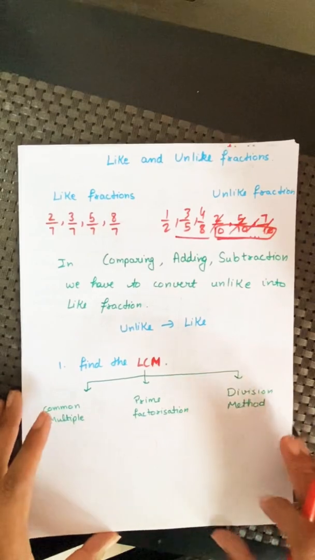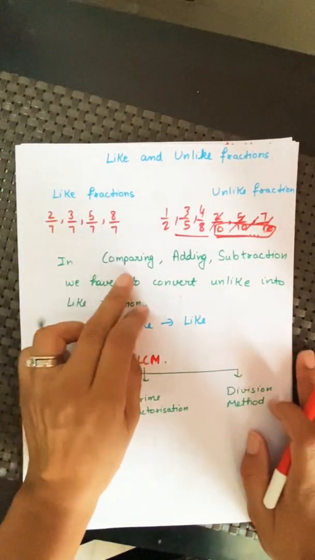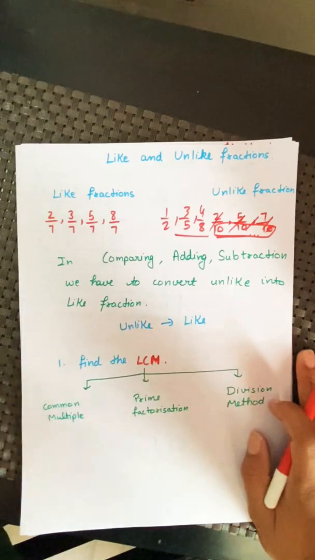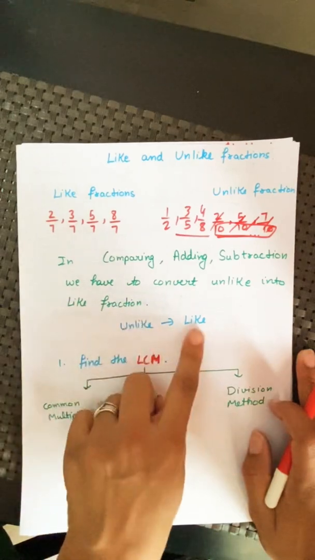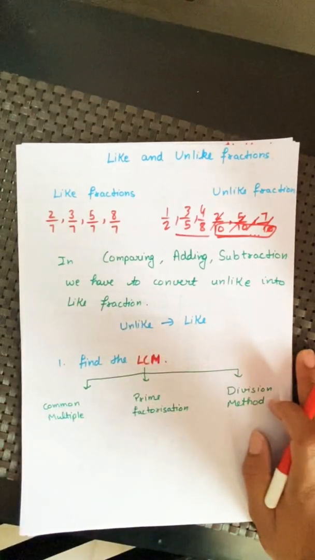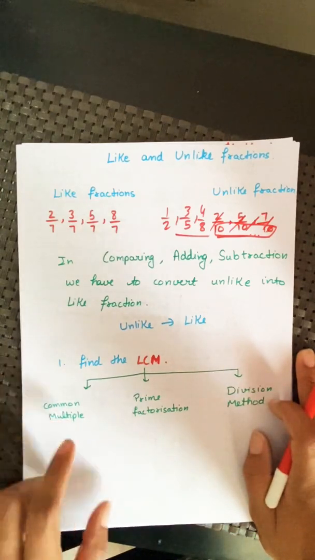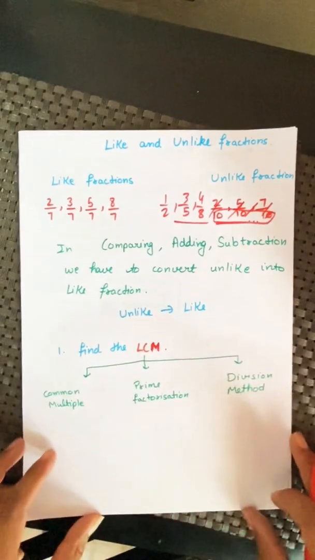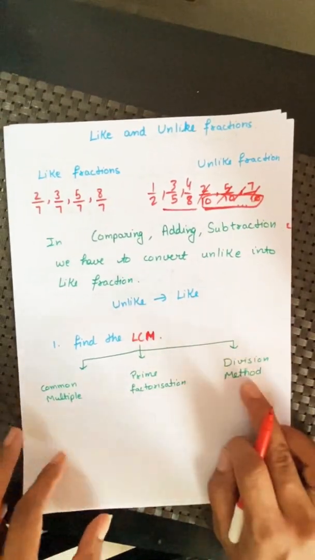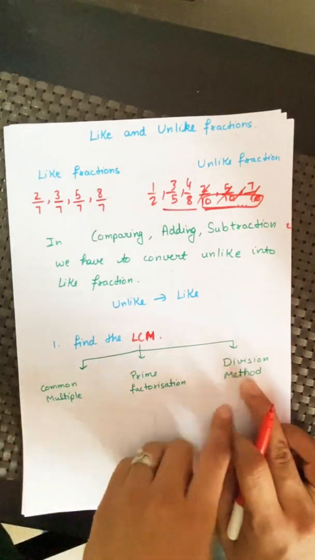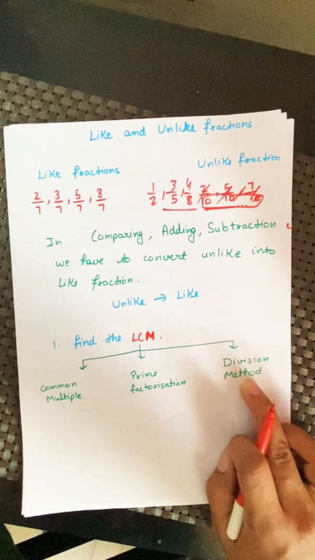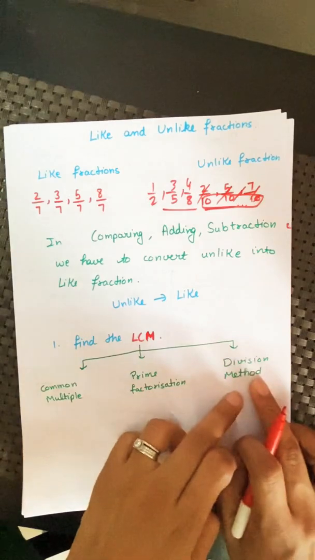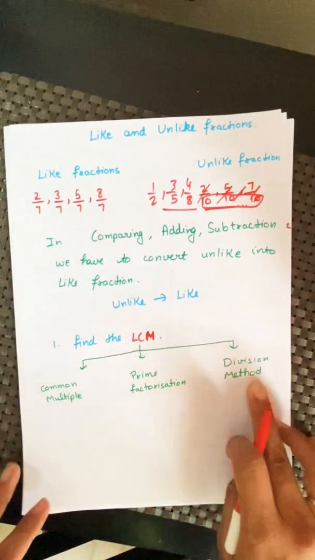So first of all, in comparing, adding or subtracting, we have to convert the unlike into like fractions. Before that we have to study the LCM. I think you have studied the common multiple and prime factorization methods. Now the other method is the division method, which I think is in your second chapter, but we will do it here. In this segment I'm going to explain how you can do it with the division method.